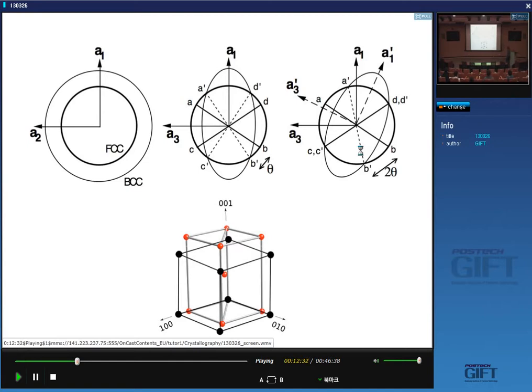If I now look at the xz plane, so this is x and this is z, and along z we have a compression, then this circle becomes an ellipsoid, because the Bain strain changes the sphere into an ellipsoid.